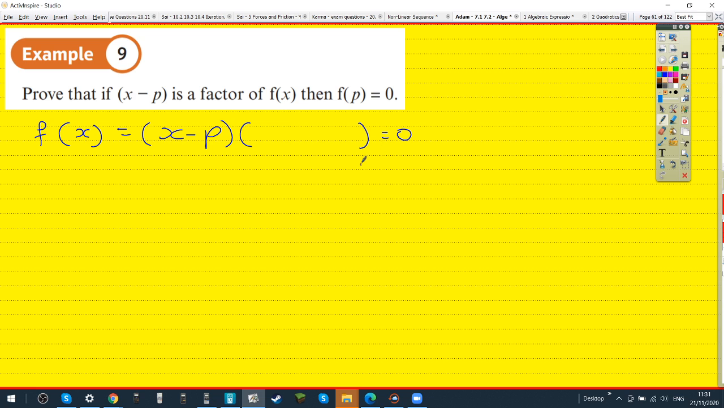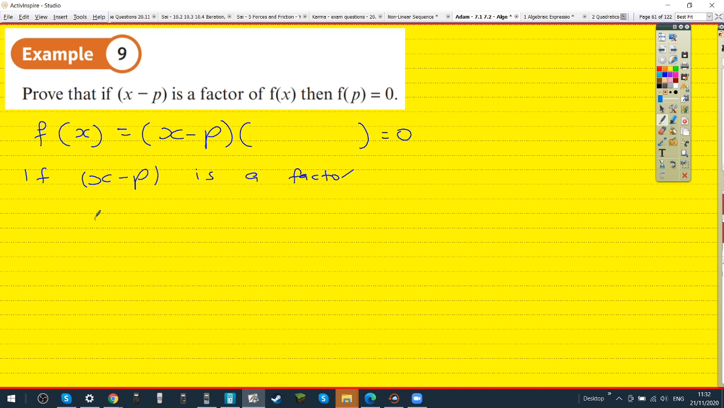Solve our little thing here. So if x minus p is a factor, how do we usually do factor theorem if p was a number? Could you do long division? Quick way? You could factorize it to get what x is and then substitute x into it.